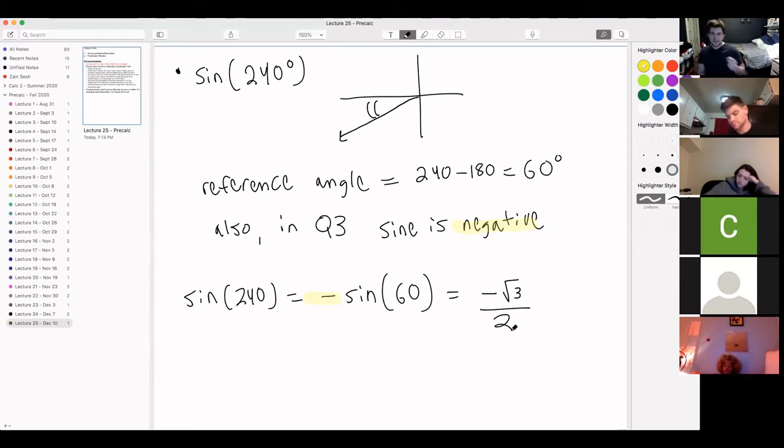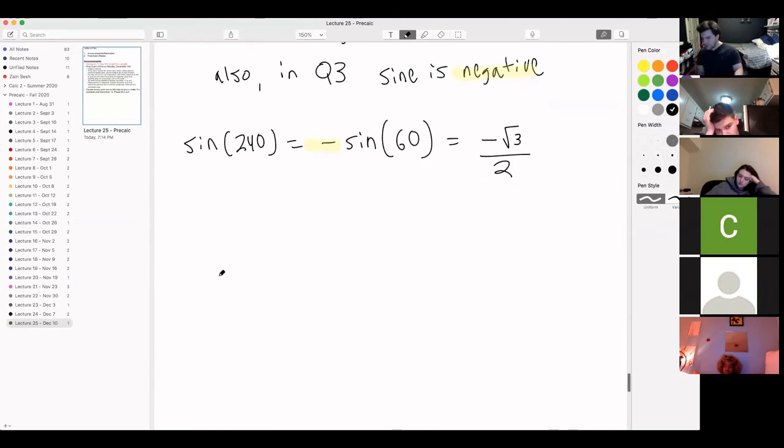All right, so that's how you do these questions. When you have angles that are in the second, third, or fourth quadrant, you need to use reference angles like so. All right, so I hope that's cool. Okay, good. All right, so now let's move into identities, trig identities.